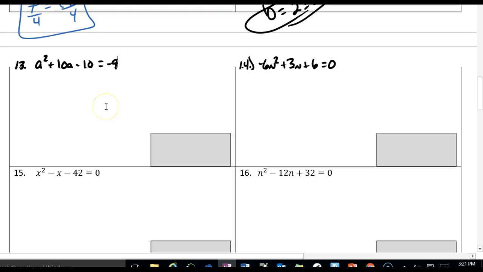Okay, so in this problem here, again, 13 and 14, doing the review, it still continues on with solving by any method you want to do. In 13, sorry, I had to write it. It says a squared plus 10a minus 10 equals negative 9.